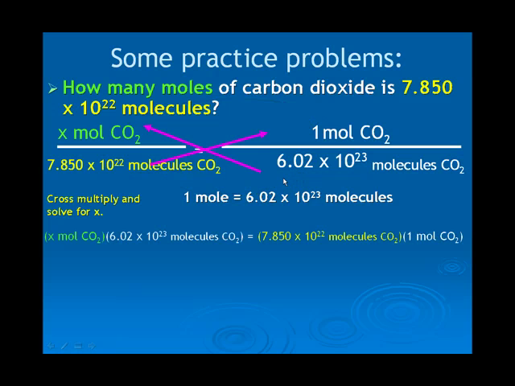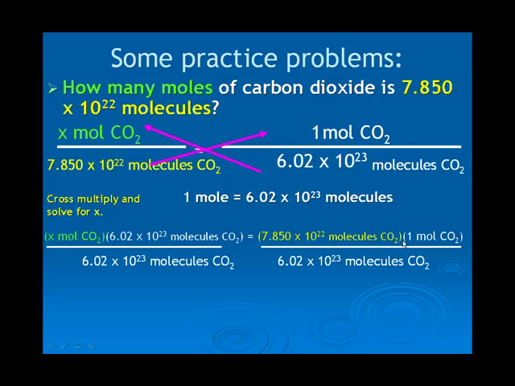Okay. So here's how your problem's set up. X moles times 6.02 exponent 23 equals 7.850 times 10 to the 22nd times 1 mole. We want to get X by itself, so you need to divide by Avogadro's number there, the 6.02 times 10 to the 23rd. That helps those cancel out. That's going to have these units cancel out.